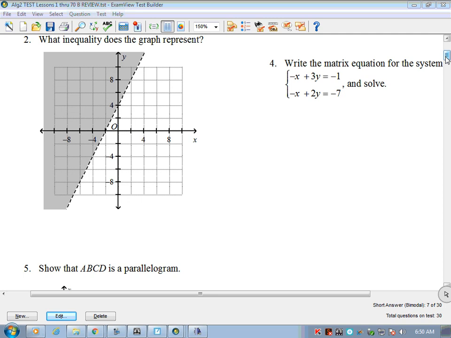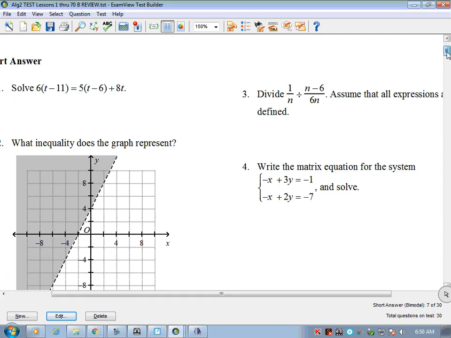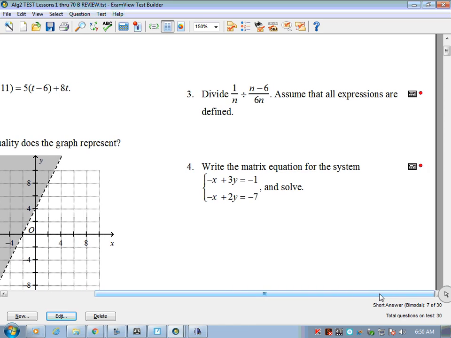Okay, let's see, I think we want to go back up here. It says divide 1 divided by n minus 6 over 6n, assume that all expressions are defined. Because we're taking a fraction and dividing it by another fraction, we're actually going to take 1 over n and multiply it by the reciprocal. So we're going to multiply it by 6n over n minus 6.